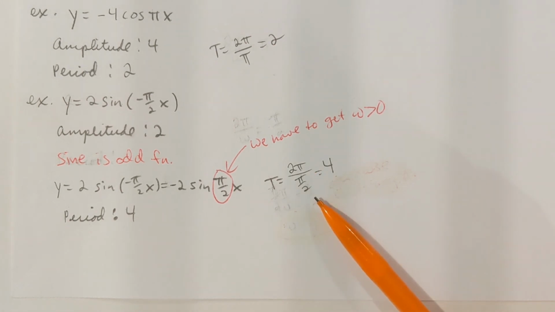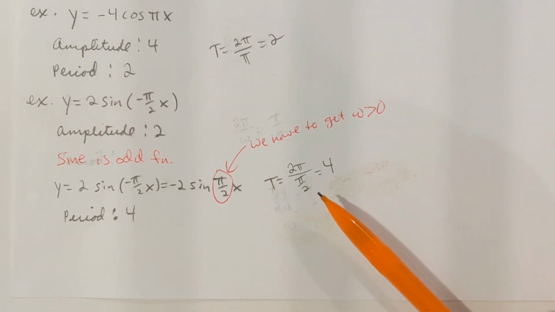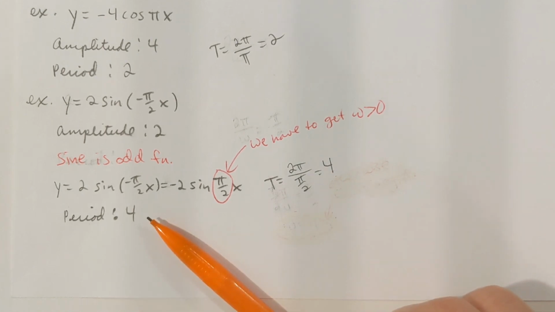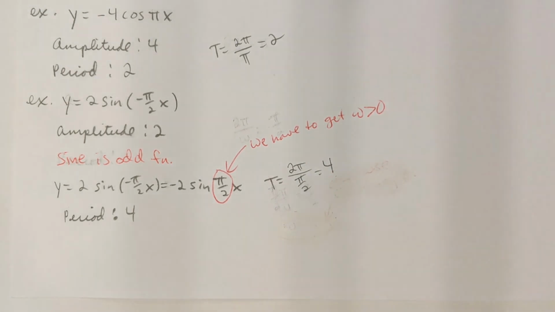2 pi divided by pi over 2. When you flip the denominator, the pi's will cancel. 2 times 2 is 4. So the period of this curve would be 4 radians.